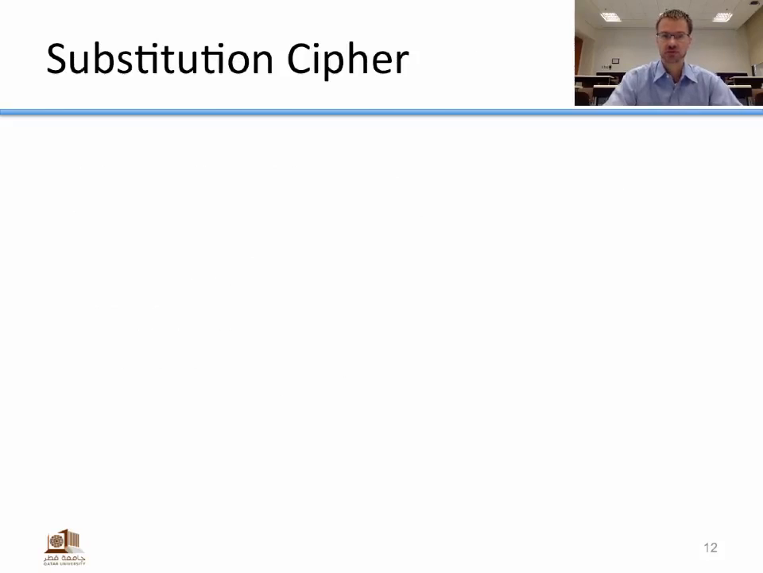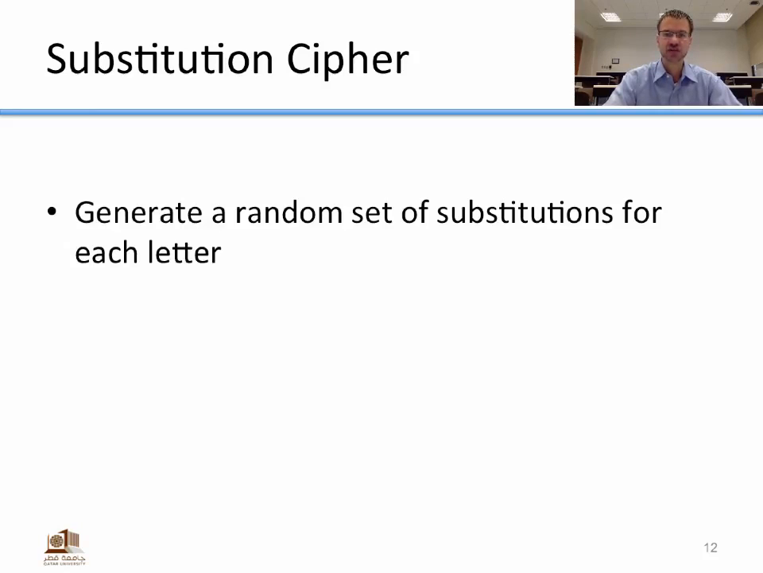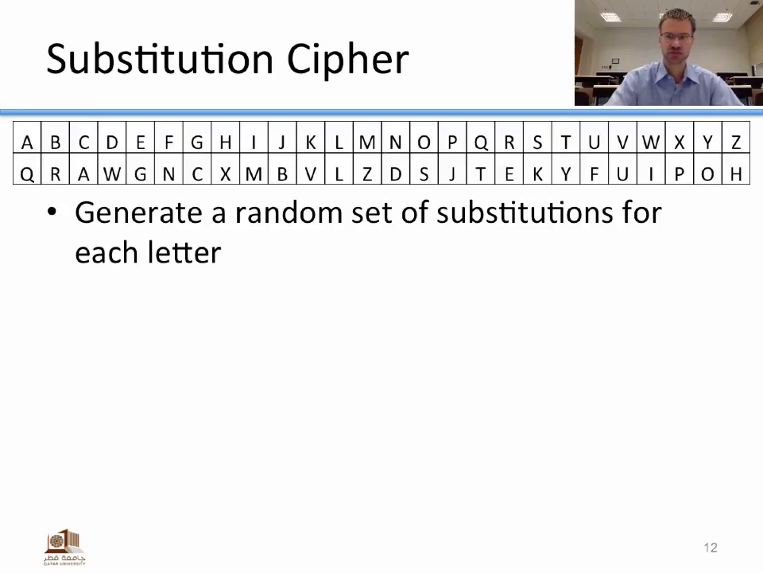Sure. So let's try a different type of cipher called a substitution cipher. Now, in a substitution cipher, you generate a random set of substitutions for each letter. So here's a sample chart up here. As you can see, I've written the alphabet on the first row, and then below it I've written all the letters but in a different order.